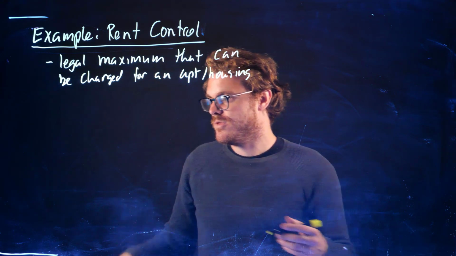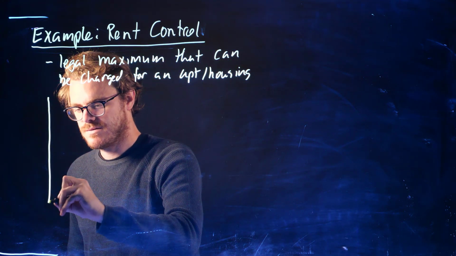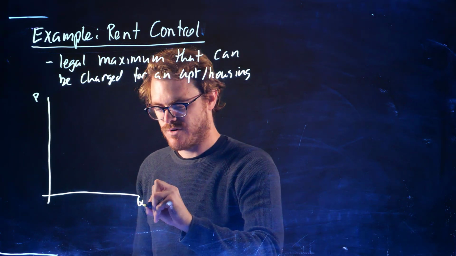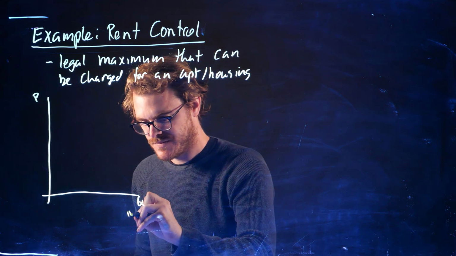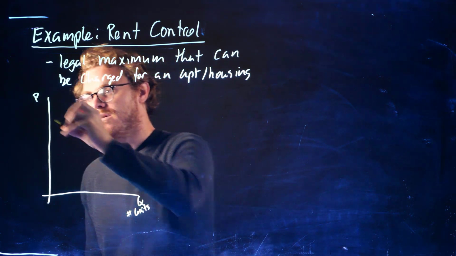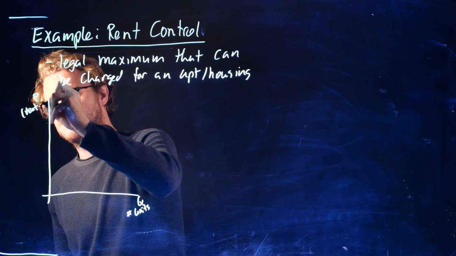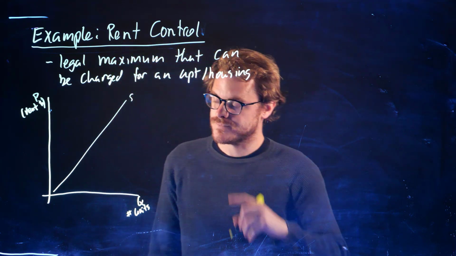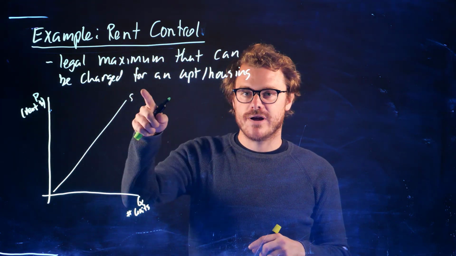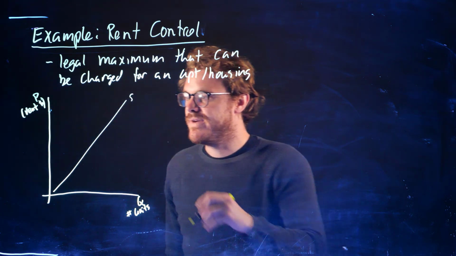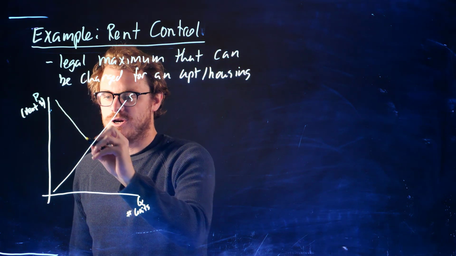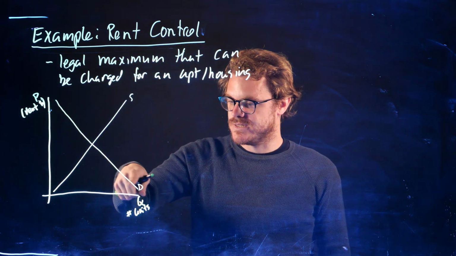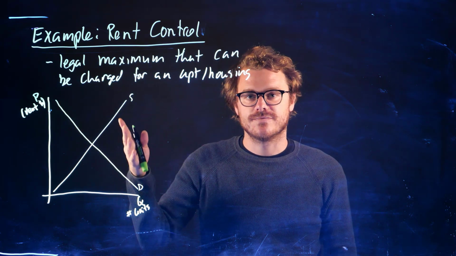So let's look at this graphically. We have price, or this is rent, I guess. We have quantity, so this is the number of units. This is rent, dollars. We have an upward sloping supply curve. The higher you can charge in rent, the more quantity supplied of apartments are going to be available. And the demand curve is downward sloping because the lower the rent, the more quantity demanded there is for units.